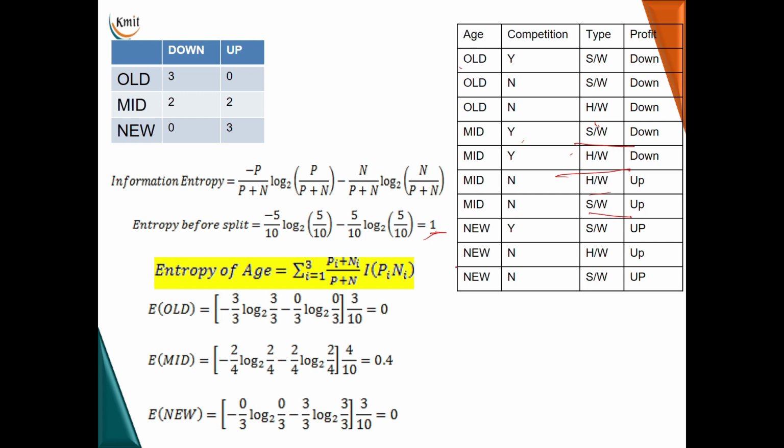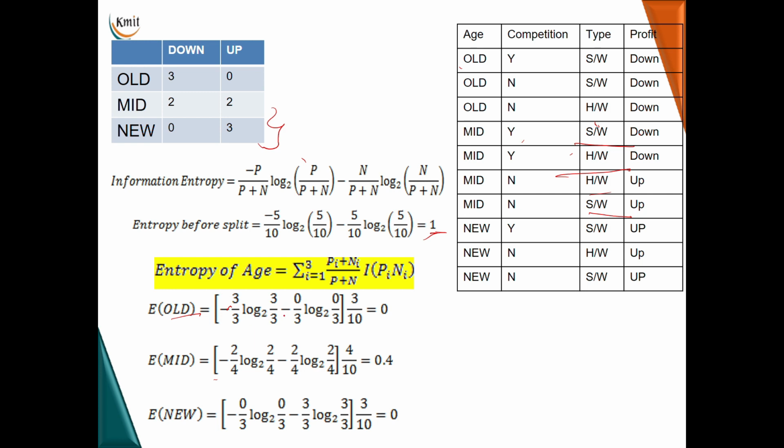Done. Now the first thing I have to find is the entropy of age, because I have done this based upon age only, right? All the 3, old, middle and new, I have done based upon the age. Now the entropy of old separately, entropy of middle and entropy of new. So how do I get old? For old, my down is 3.